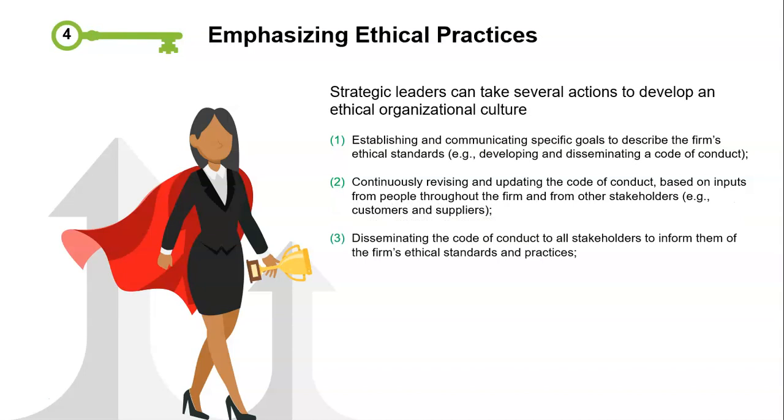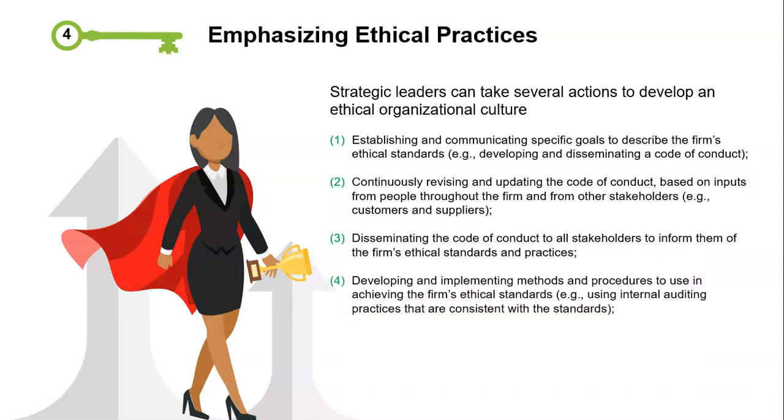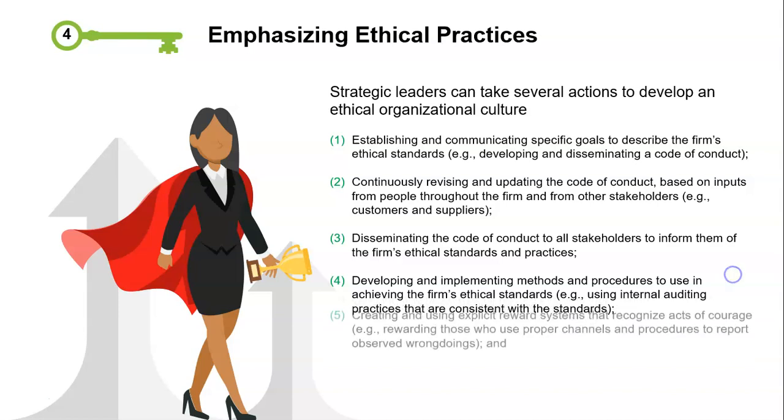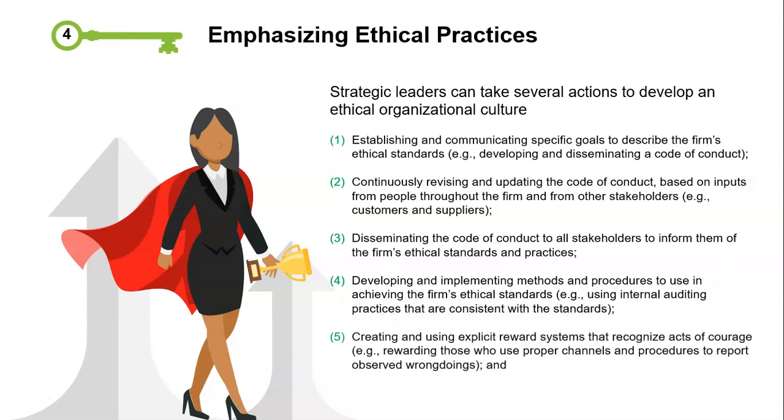Third, disseminating the code of conduct to all stakeholders to inform them of the firm's ethical standards and practices. Fourth, we have to develop and implement methods and procedures to use in achieving the firm's ethical standards. Say, for instance, using internal audit practices that are consistent with the standards to make sure that people are complying with the ethical standards that were stated in the code of conduct. Fifth, we want creating and using explicit reward systems that recognize acts of courage, for example, rewarding those who use proper channels and procedures to report observed wrongdoings.